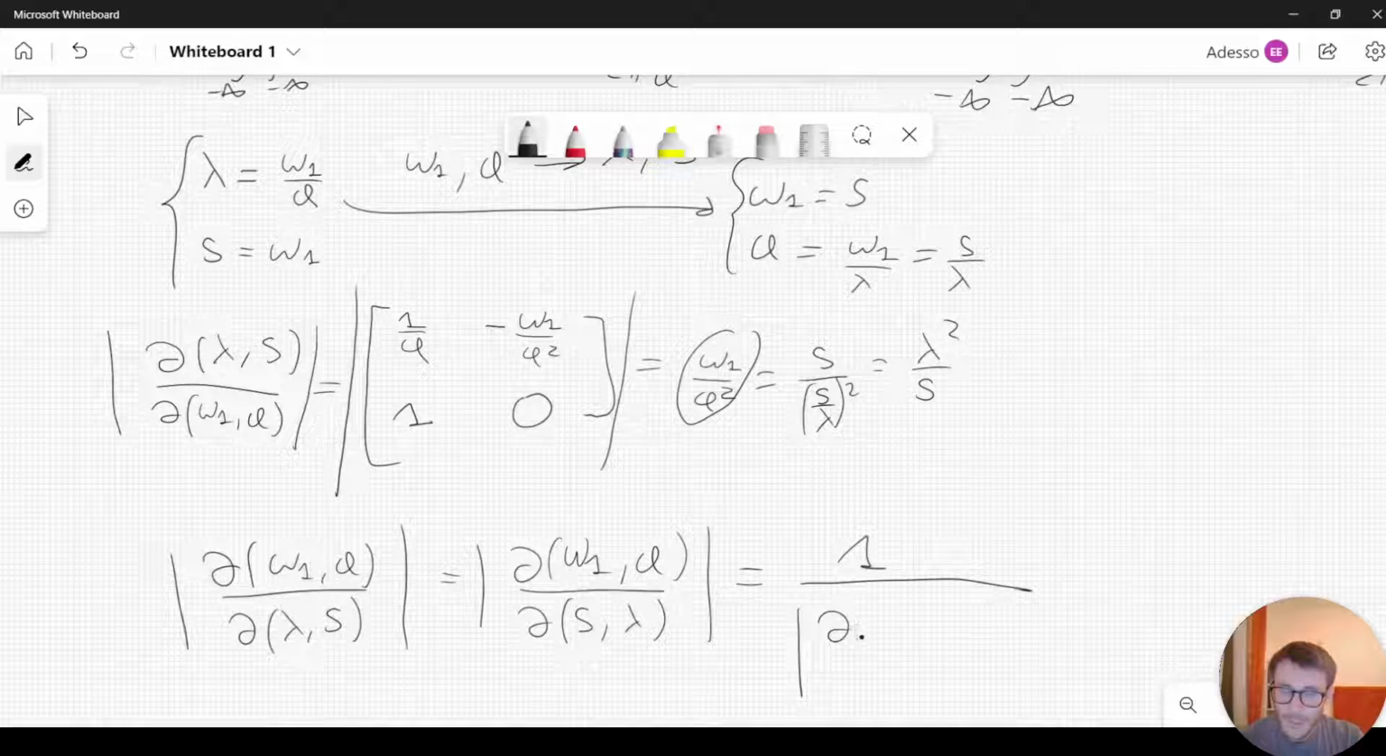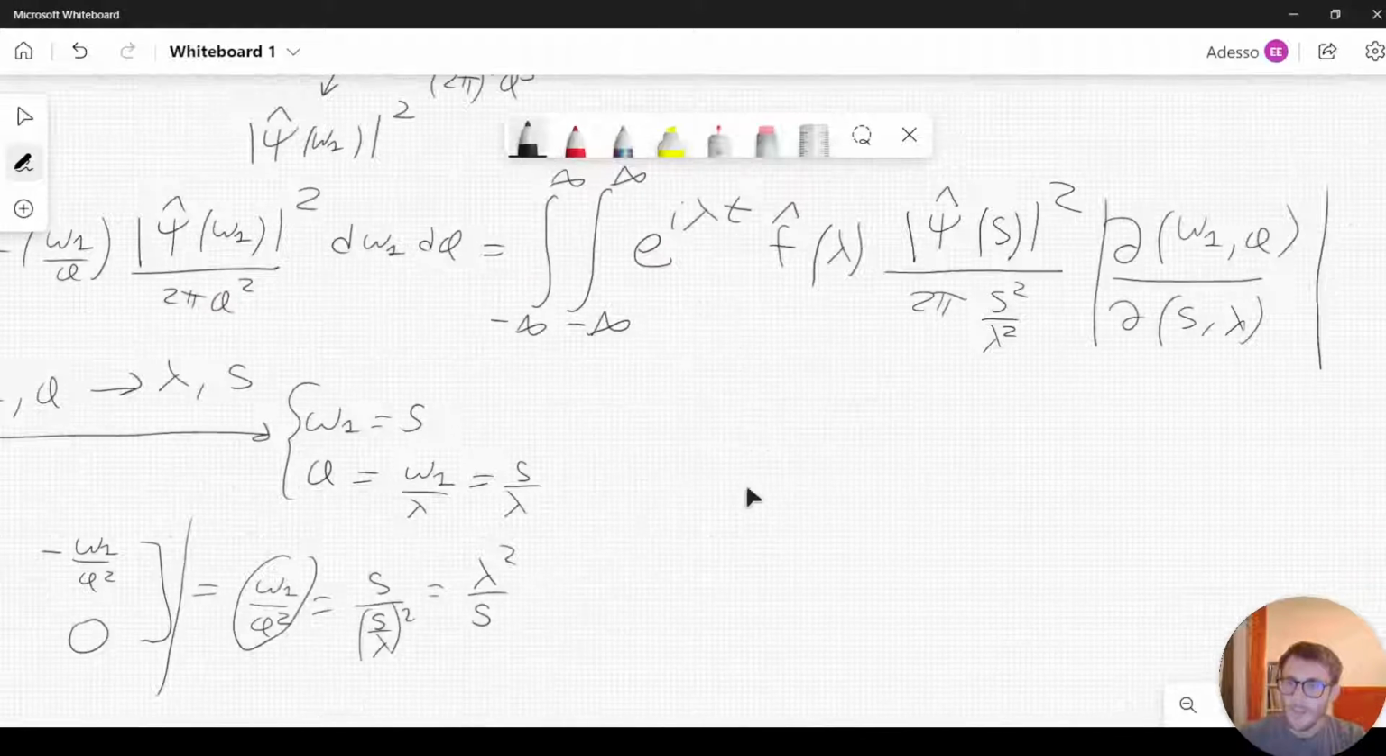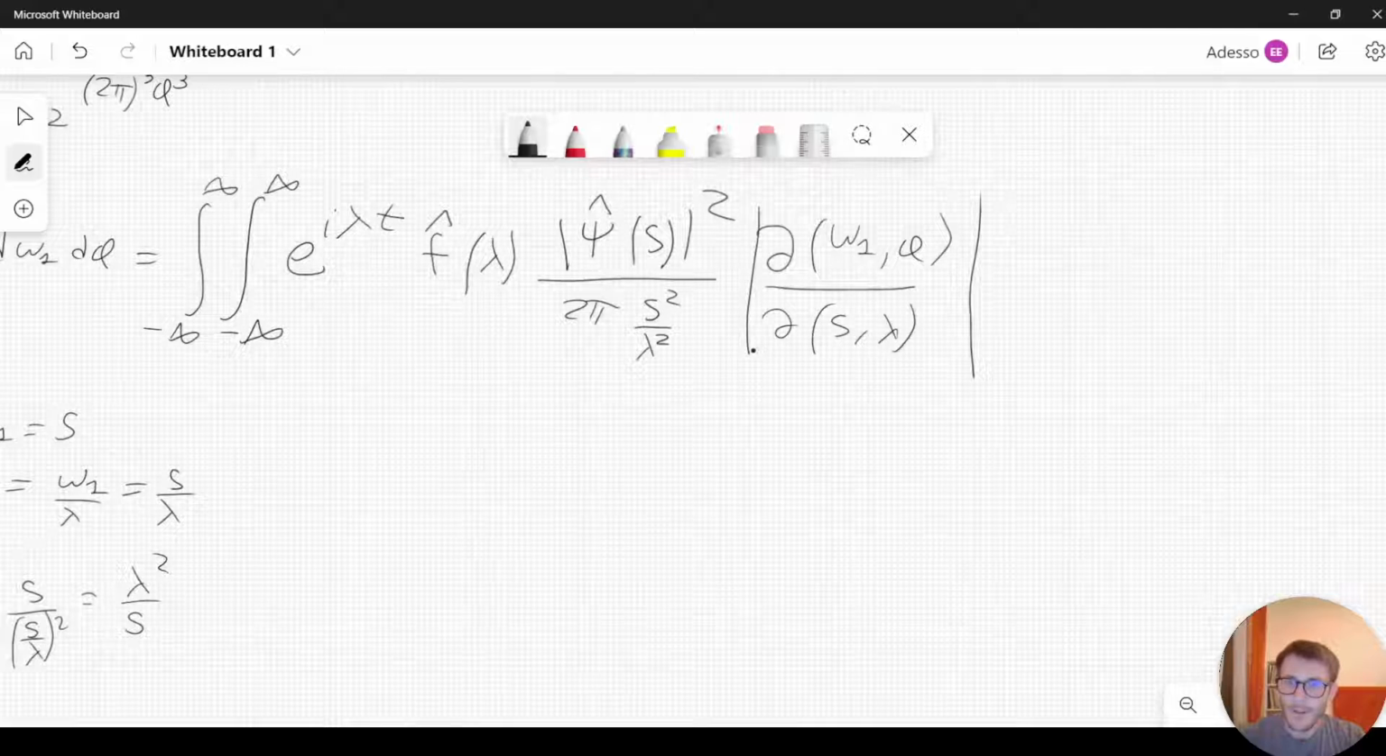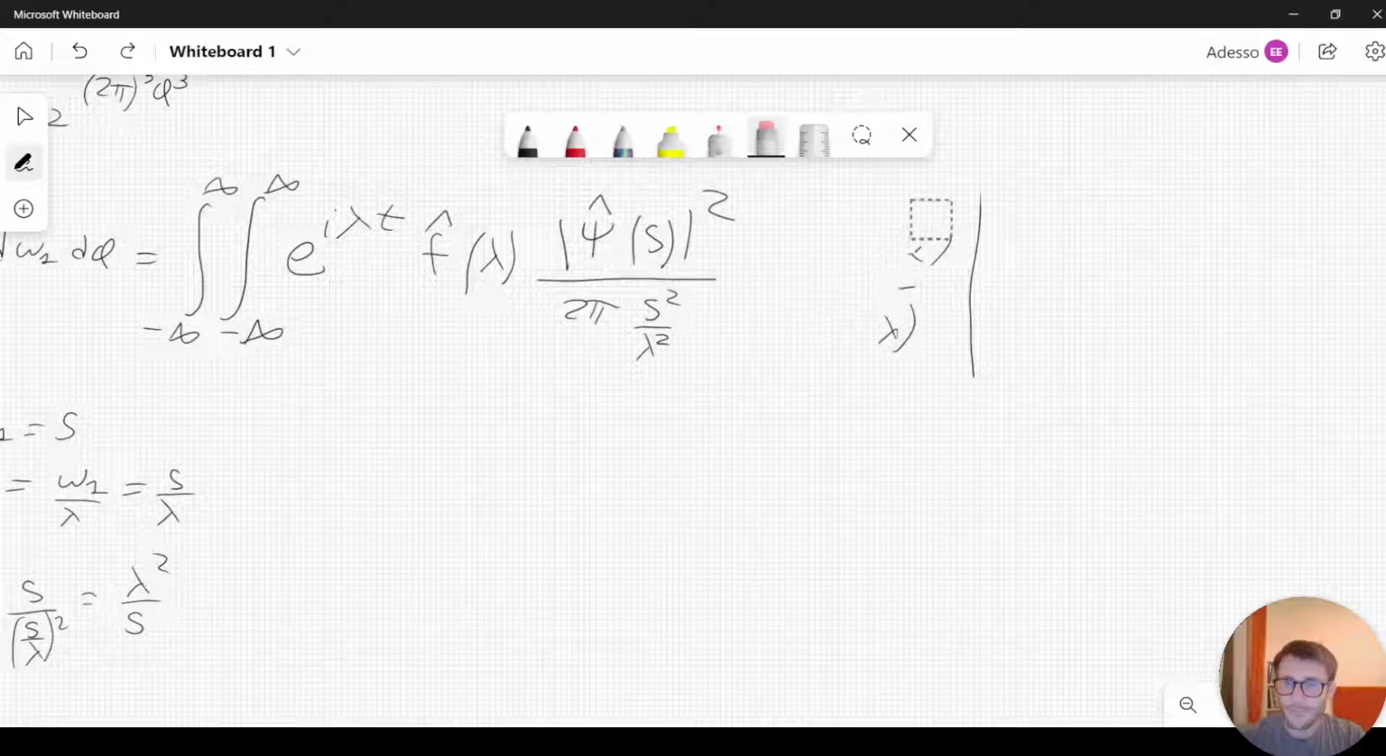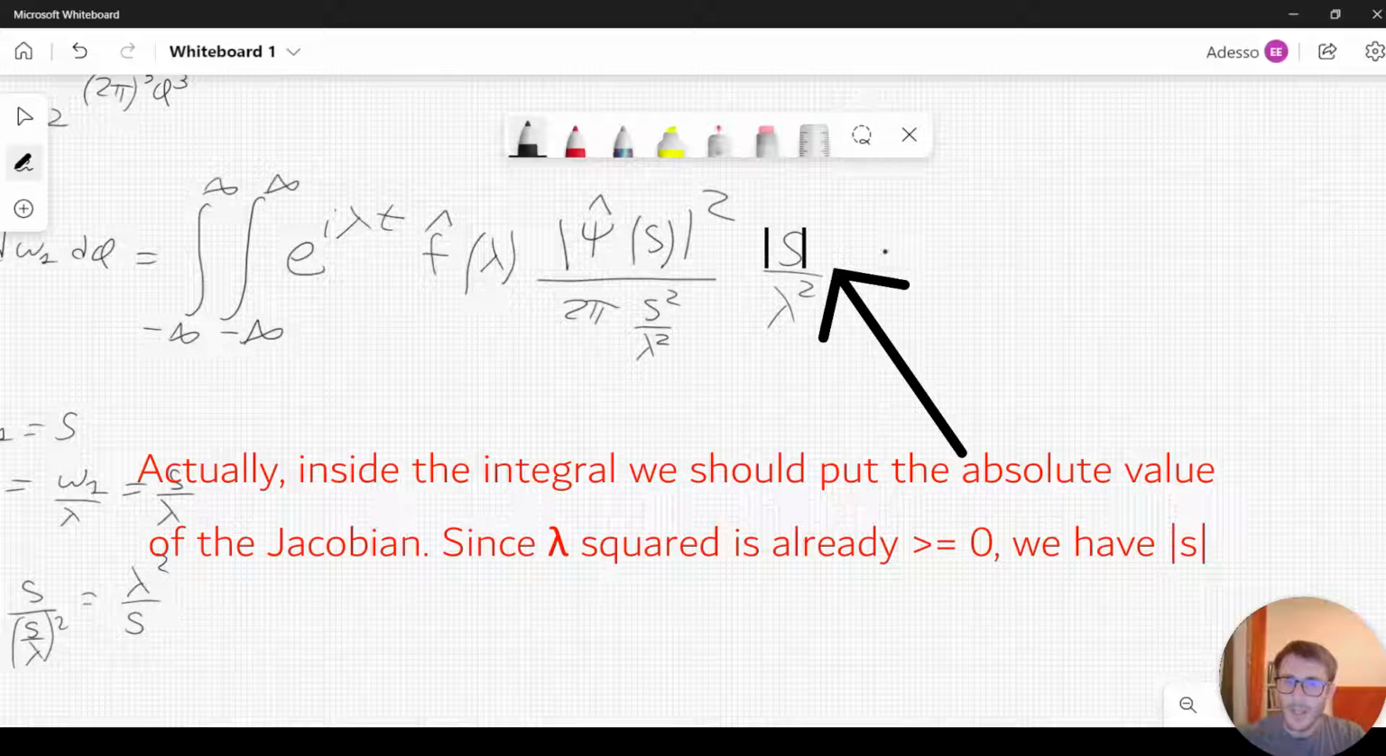So d lambda s over d omega_1 a, and I write it in terms of the lambda and s variables. So I have s over lambda squared. So inside our integral here, we have to put s over lambda squared. So let me cancel this, and I simply write s over lambda squared, and then I integrate over lambda and over s. I can cancel this s squared with s, and also lambda squared with lambda squared here.